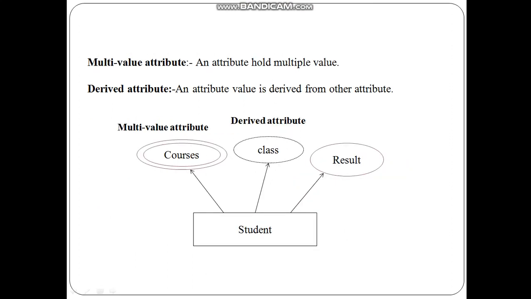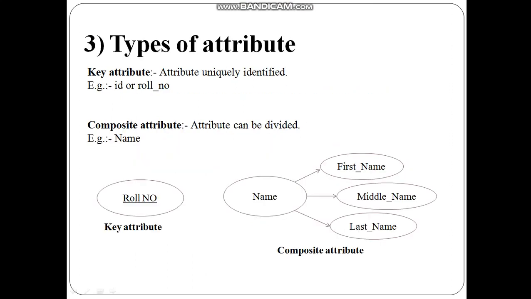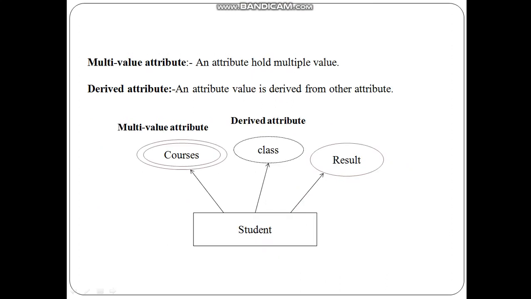The next attribute is multi-value attribute. Here you can see the roll number is the key attribute, and when you declare the key attribute, it is declared by underline, and this is your composite attribute. Then multi-value attribute is nothing but an attribute that can hold multiple values. The name itself tells that multi-value attribute means that attribute is holding multiple values.